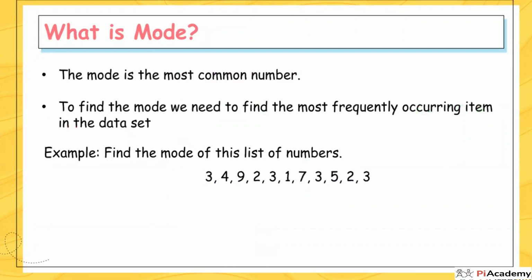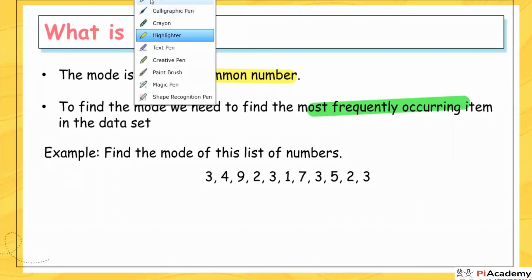Let's move on to the next topic, that is mode. Mode is also an easy thing. So how can we figure it out? For mode, you don't have to do any other operation. You just have to figure out which number is the most common number. Or you can just read the data, read the numbers, and figure out which number comes frequently. So to find mode, we need to find the most frequently occurring number in the given data set. That is your answer.